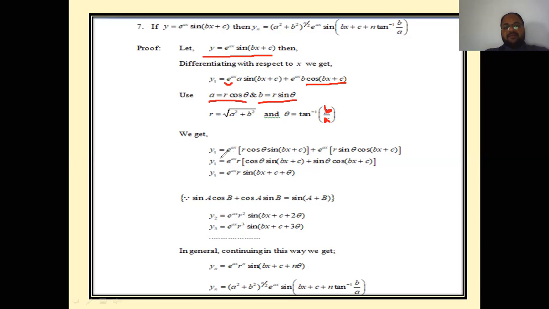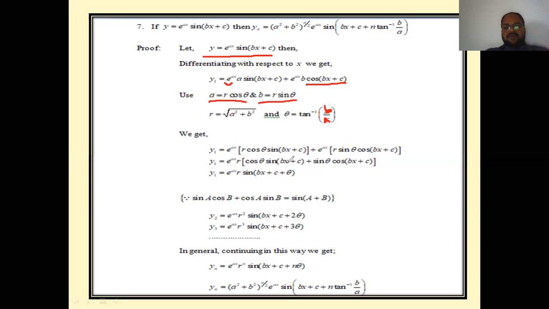Now using this value in the above equation, we get y1 is equal to e raised to power ax, which is common for both the terms, so we can take this common value from these two terms. e raised to power ax, r cos theta, this is the value of a, sine of angle bx plus c. Here we simply put the value of a as r cos theta, plus e raised to power ax keeping as it is. What is the value of b? It is r sine theta, so we substitute r sine theta cos of bx plus c. Now we take the common terms from this equation. e raised to power ax is common as well as r, so we take e raised to power ax into r common. The remaining term is cos theta sine of bx plus c plus sine theta cos of bx plus c.